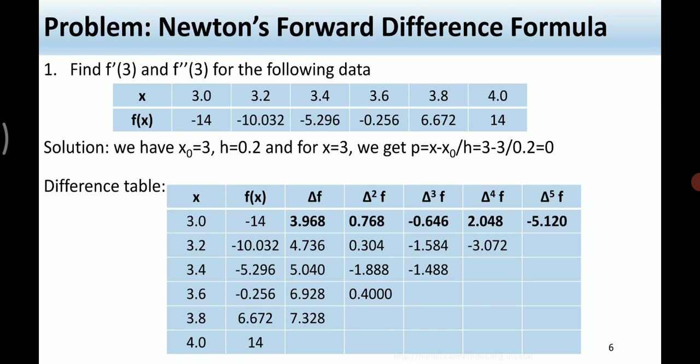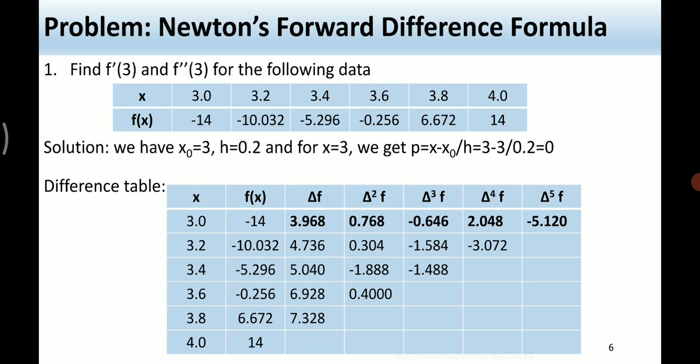So for this problem, the solution is that we know that your x0 is equal to 3.0, which is nothing but 3. And to calculate h, we use the formula. So if you want to calculate your h value, it is nothing but your interval difference. So here 3.2 minus 3.0 is nothing but 0.2. And your x value is 3 because we have to find f dash of 3.